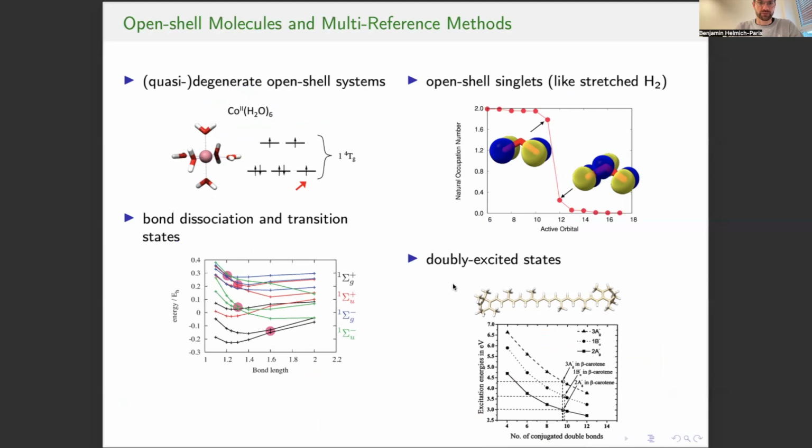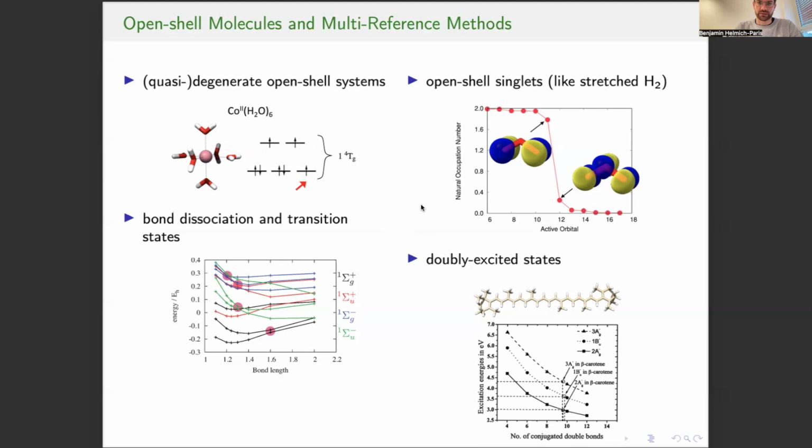For example, transition metal complexes that are open shell. They have a similar situation to a stretched H2 molecule. For them, you need multiple configuration state functions to describe the near degenerate states. In this case here, for this cobalt complex, the near degenerate or the exact degenerate ground state is described correctly.